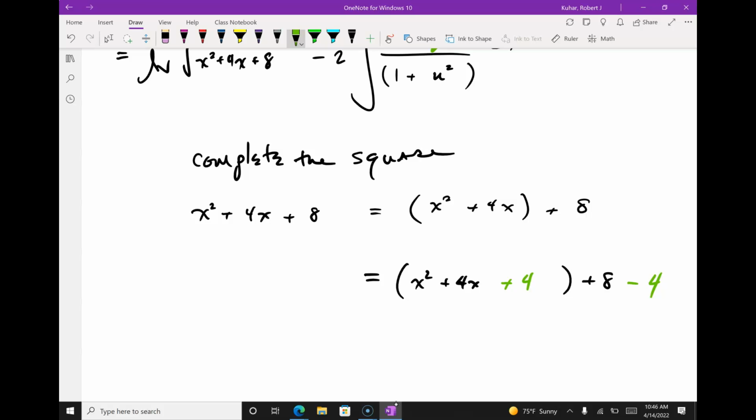What I have just done is created a perfect square. So now my parenthesis, that quadratic, is factorable. So what do I get there? I get x plus 2 quantity squared plus 4. You could almost see my 1 plus u squared, but I have a 4 plus u squared. You with me?